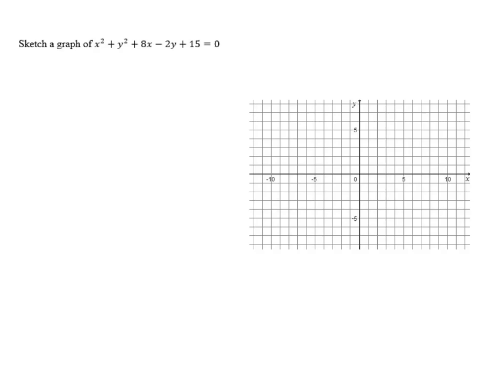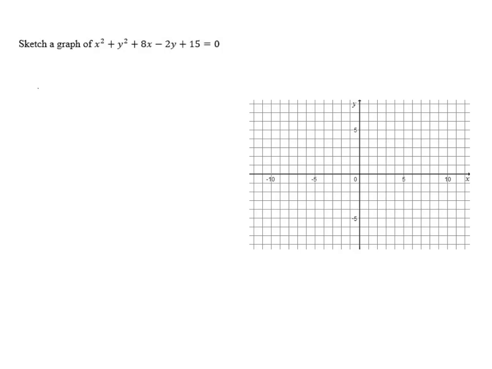Sketch a graph of x squared plus y squared plus 8x minus 2y plus 15 equals 0. This will be a circle in the end, but to figure out what circle it is, we have to get this in standard form. And the first step is going to be grouping the x and y terms together on the left-hand side and moving the constant term to the right-hand side.